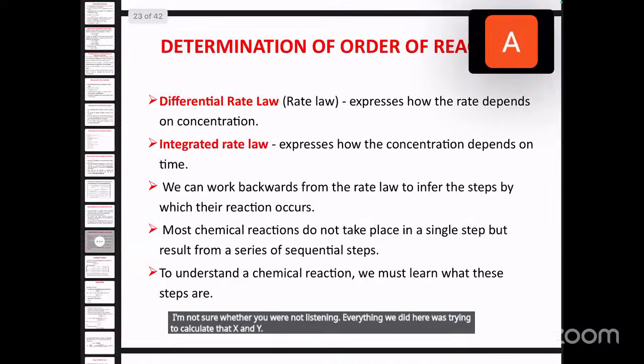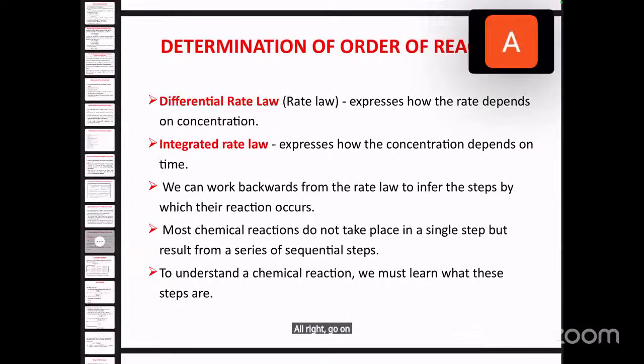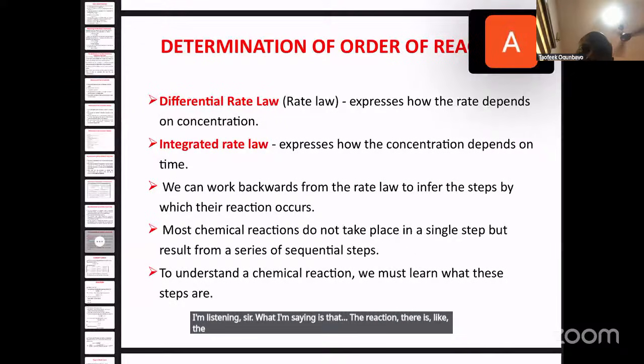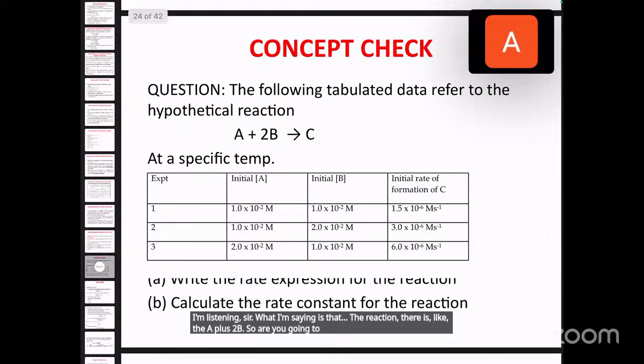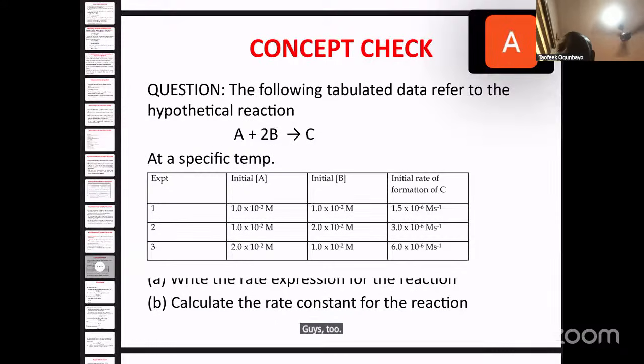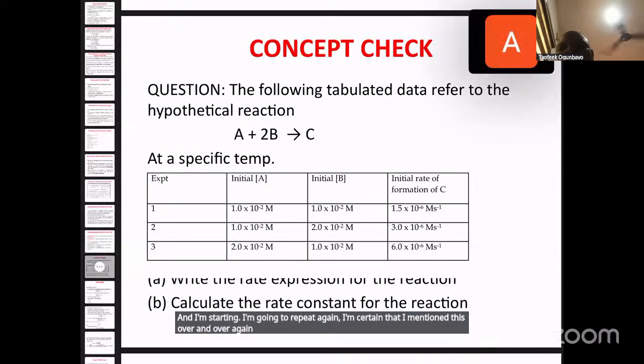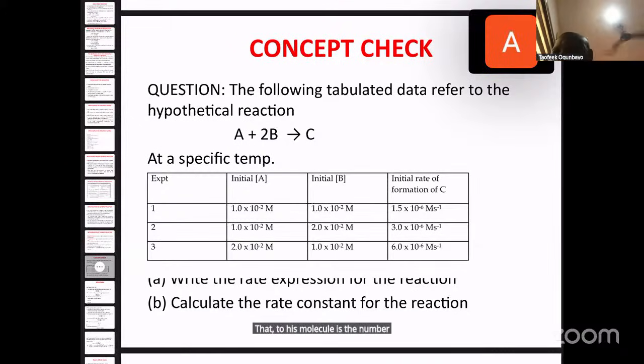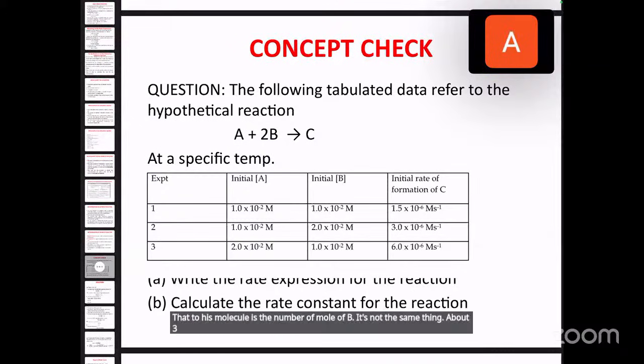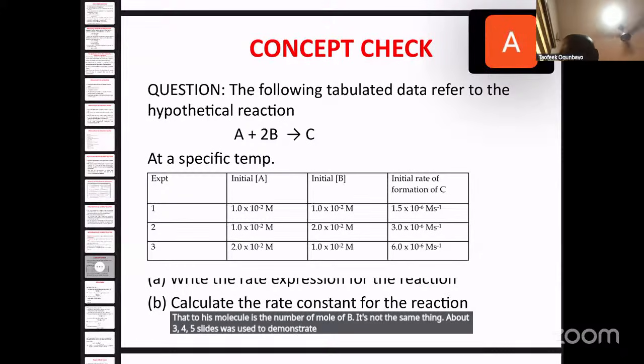I'm listening, sir. What I'm saying is that in that reaction, there is A plus 2B. So are we going to raise B to the power of 2 because of the mole? I'm certain that I mentioned this over and over again: molecularity is not the same thing as order of reaction. That 2 is the number of moles of B. It's not the same thing. About 3, 4, 5 slides were used to demonstrate this. That 2 is not the same thing as the order of reaction.